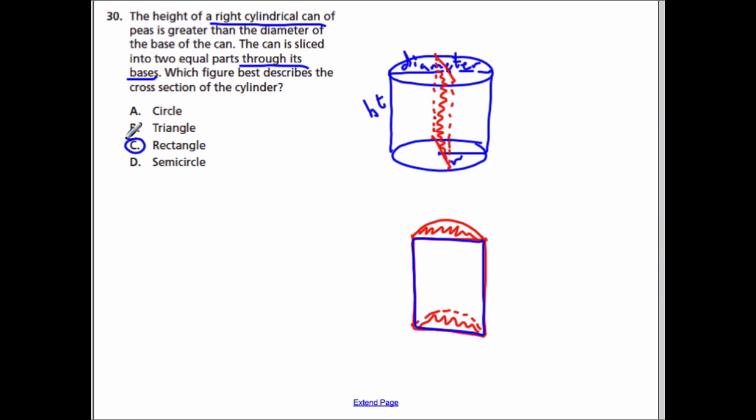Remember, it says the can is sliced into 2 equal parts through its bases. In other words, it's coming down through the bases and cutting it.